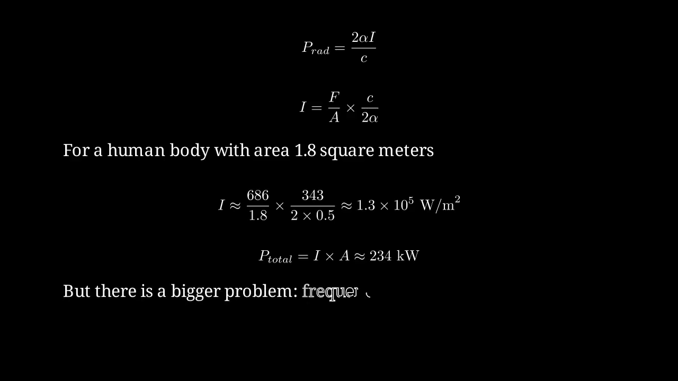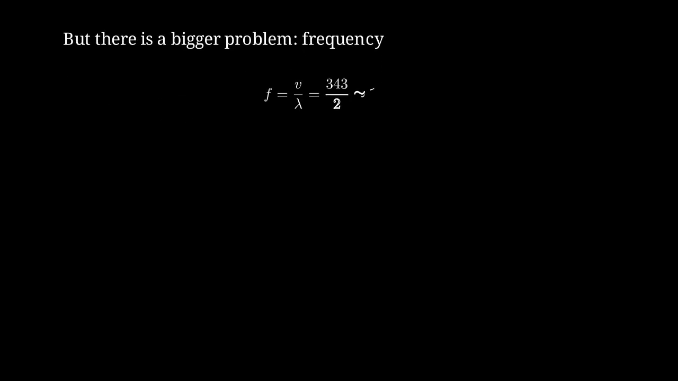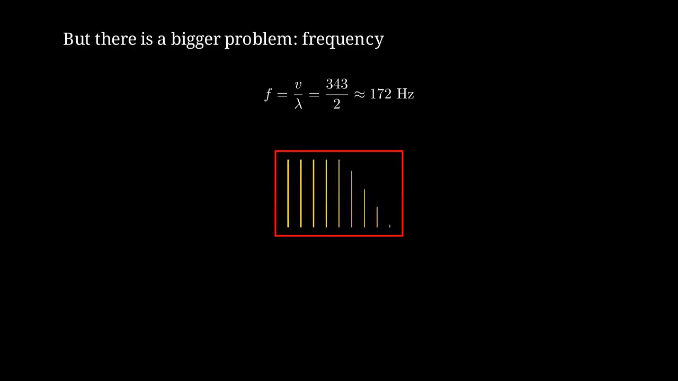But power is not the only problem. We need low frequencies for large wavelengths to match human scale. For a wavelength of 2 meters to support a human body, we need a frequency around 172 Hz. This requires enormous speaker arrays, each several meters across, producing intense low-frequency sound.